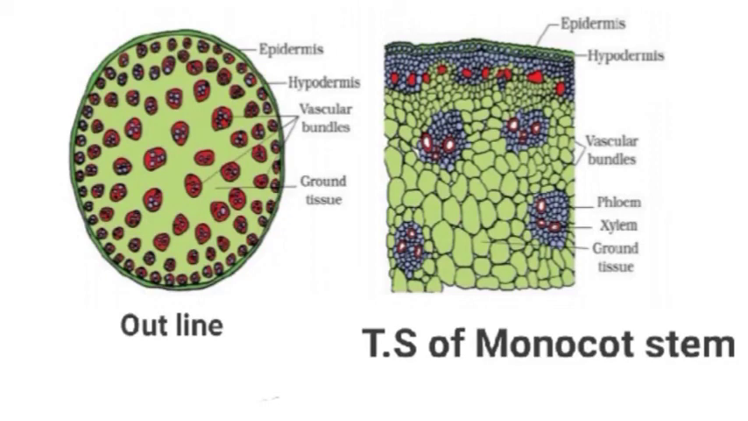See, the next diagram is the outline or ground plan of the transverse section of the monocot stem. For your better understanding, let's check these diagrams carefully.